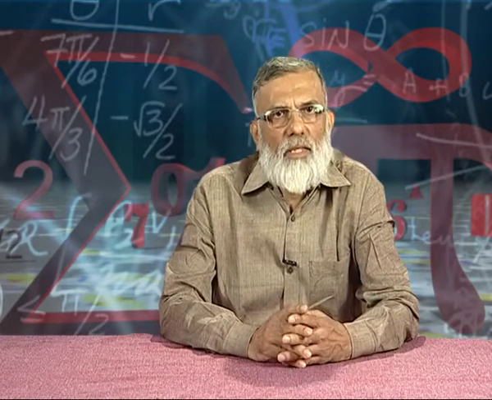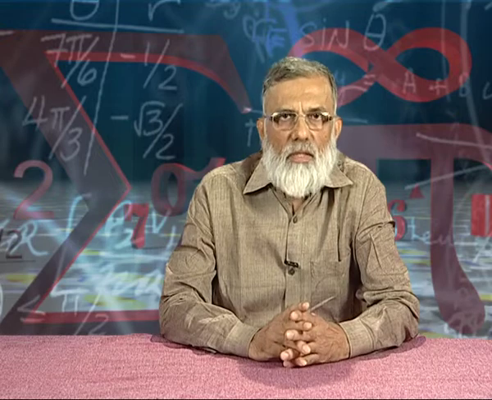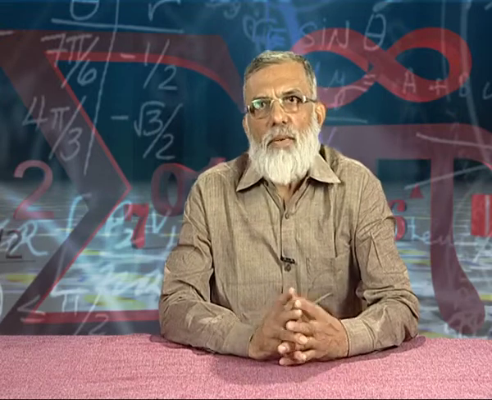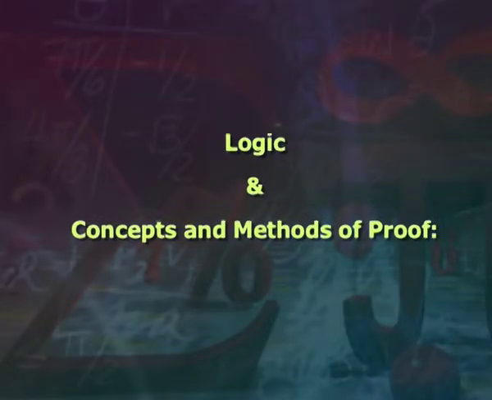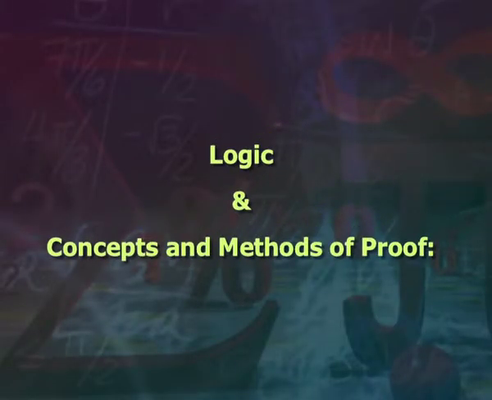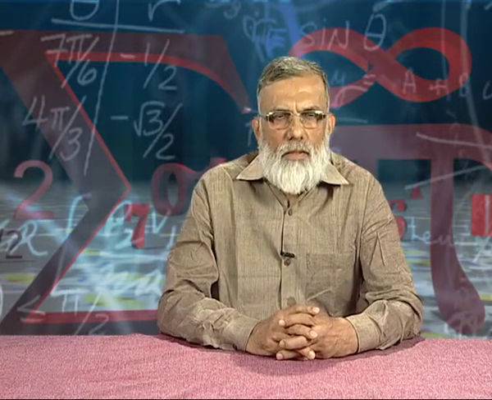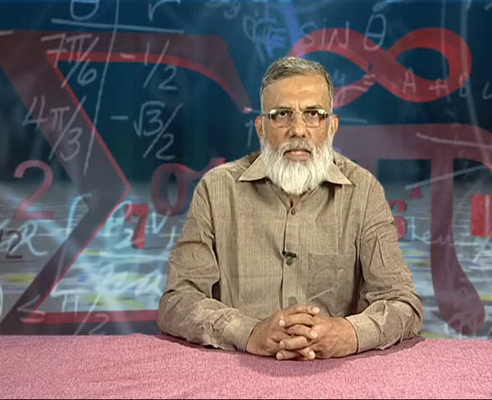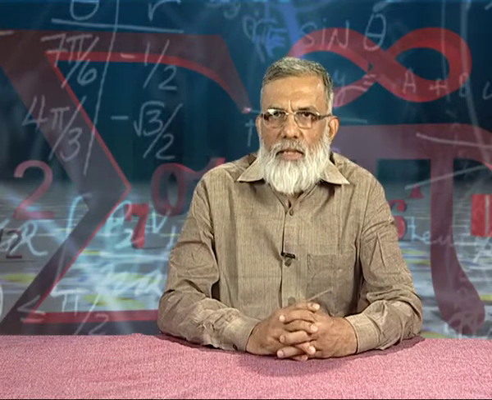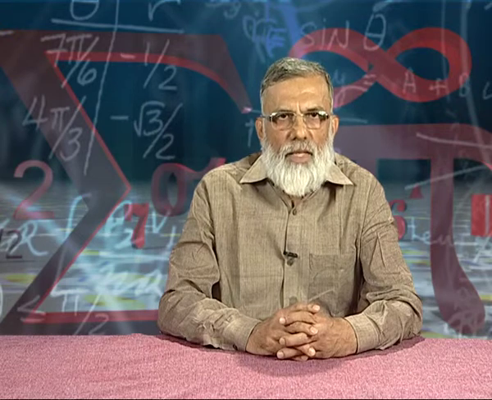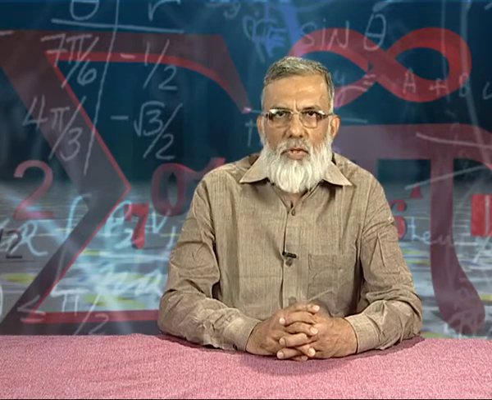Now, we wind up the whole story of the number system by completing the hierarchy: natural numbers, integers, rationals, reals, and now complex numbers. We shall now move on to logic and concepts and methods of proof. Though the so-called useful mathematics is created out of the practical needs, its solid foundation rests on the logical axiomatic development of the subject. The classic example is the Euclidean geometry that we all study in our schools.